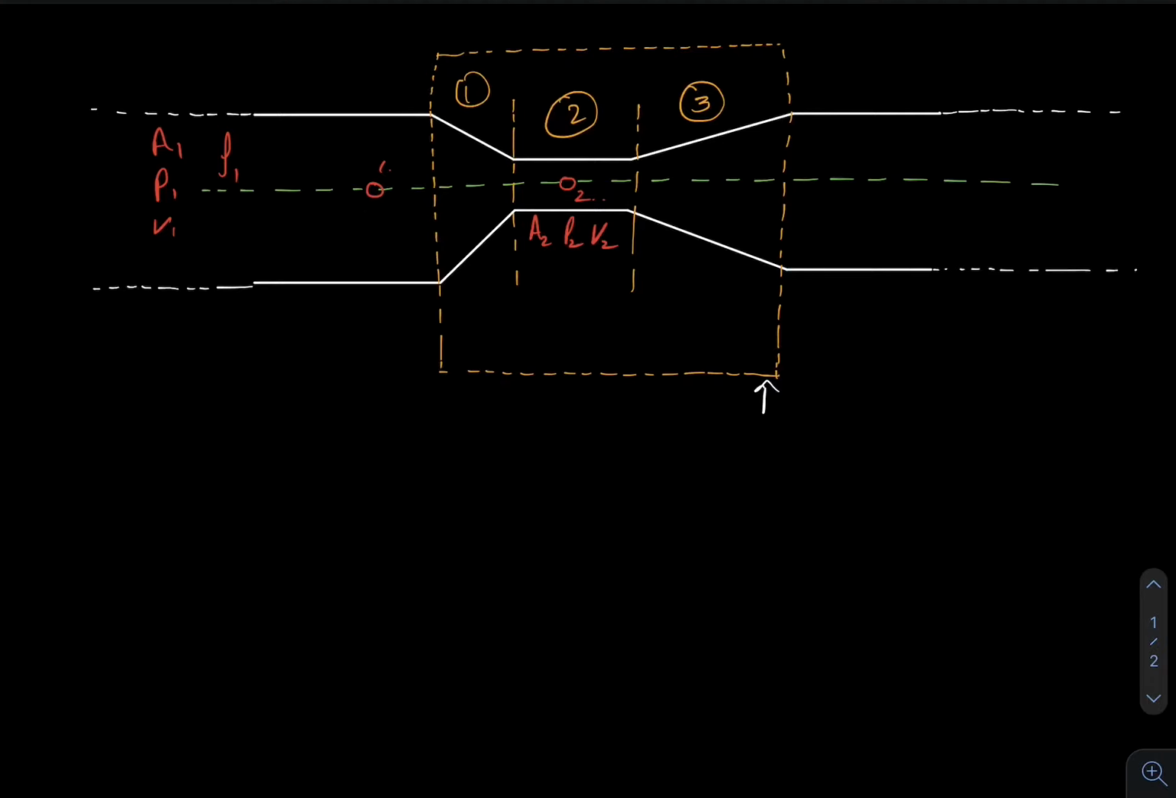So what's given in the question is: throat diameter is given. Throat diameter is equal to 15 centimeter. Okay. And pipe diameter, pipe dia is 30 centimeters. Pipe dia is 30 centimeter.